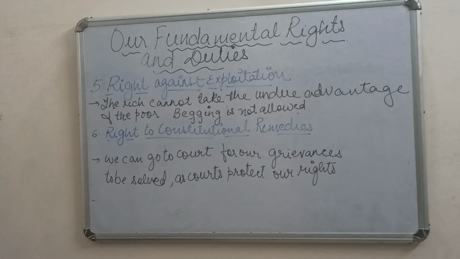Number 6, right to constitutional remedies. When we say right to constitutional remedies, we mean that we can go to court for a grievance. If anything we are not allowed, we can go to the court and ask the court to protect a right.